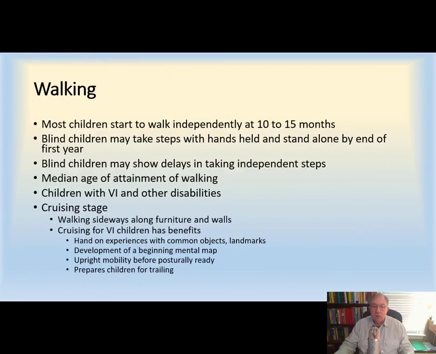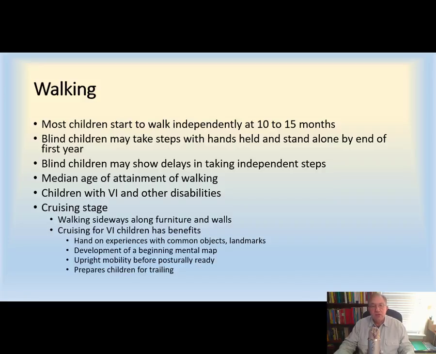Let's talk a little bit about walking. Most children start to walk independently anywhere from 10 months to 15 months, and very, very quickly they become independent walkers. Once they take a few steps, it doesn't take long at all before they're really walking. Now, blind children may take a few steps with their hands being held and with somebody holding them, and that occurs sometimes by the end of the first year. However, they show delays in taking independent steps.